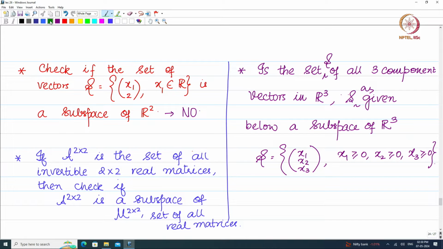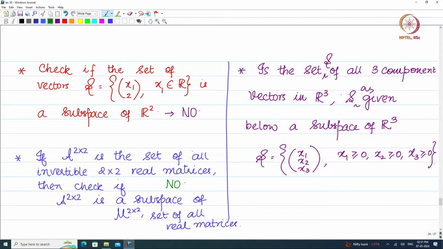In the next case we had A 2 by 2, the set of all invertible 2 by 2 real matrices, and we check if it is a subspace of M 2 by 2, the set of all real matrices. Here also it will fail because we will get the 0 matrix. Suppose you take one of the matrices to be the identity matrix and subtract the identity matrix from itself, you get the 0 matrix. The 0 matrix is not an invertible matrix, therefore the answer is no here.